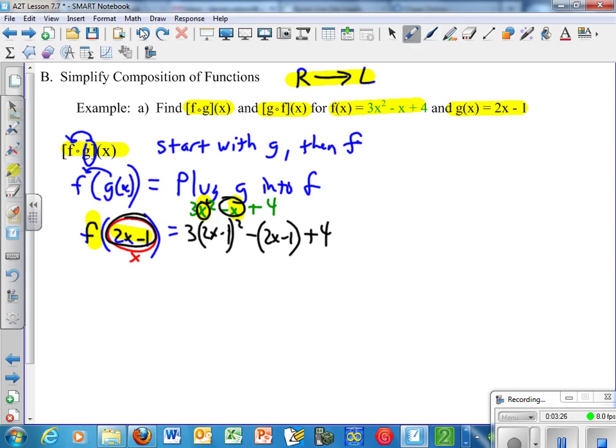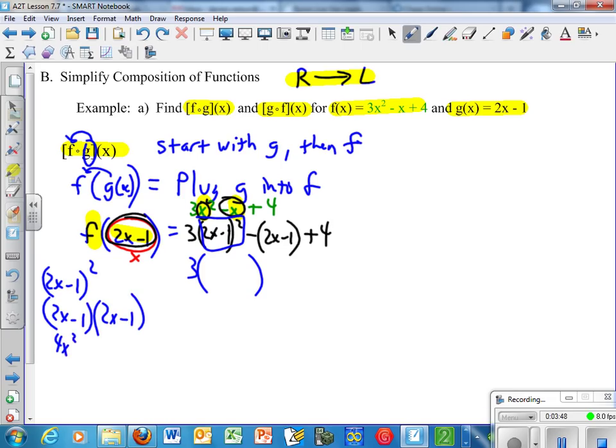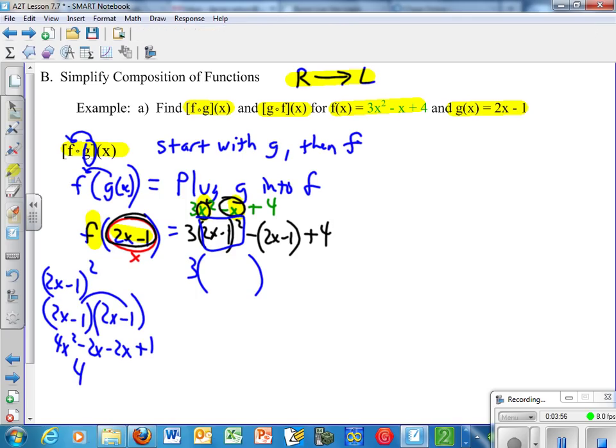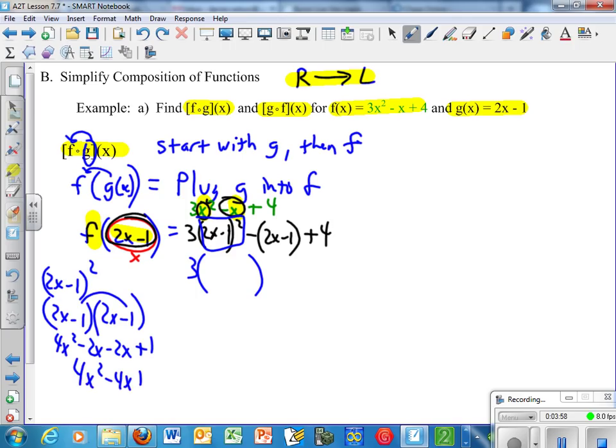And now you just simplify the expression. Here's going to be the key part, though. I've got 3 times 2x minus 1 squared. What do I get when I take 2x minus 1 and square it? If you remember a binomial squared, you got to write it out twice like this and FOIL it. So 4x squared. Outside terms would be minus 2x. Inside terms, minus 2x. Last terms would be plus 1. So it would be 4x squared minus 4x plus 1. There's what I got when I FOILed it together.